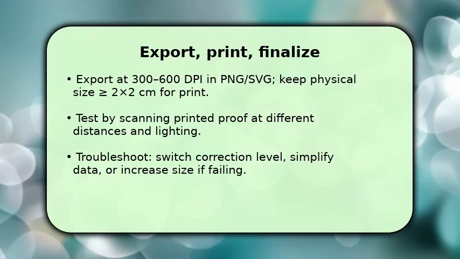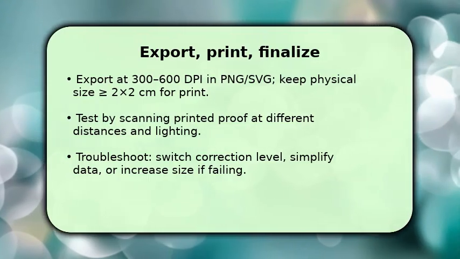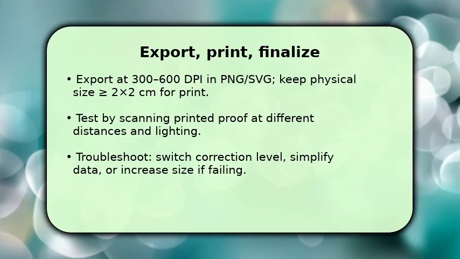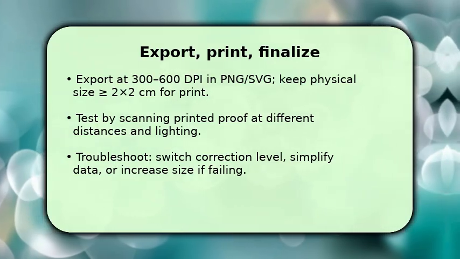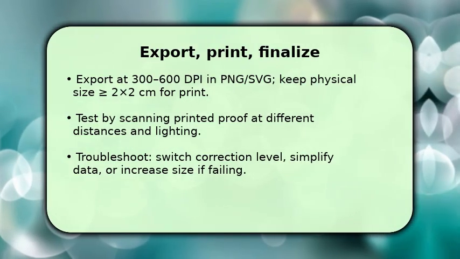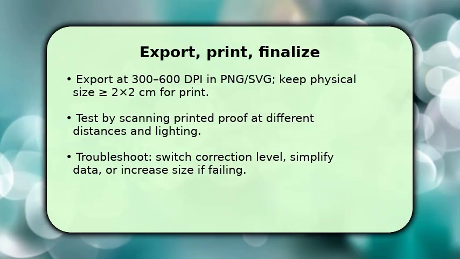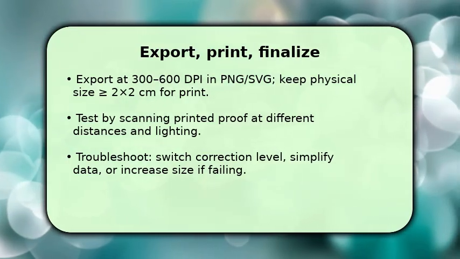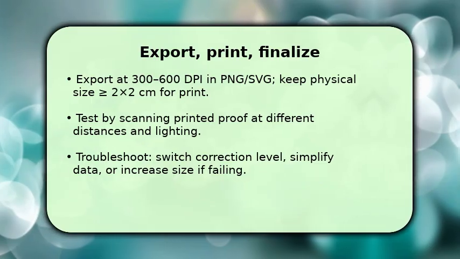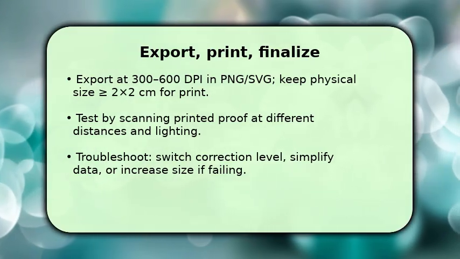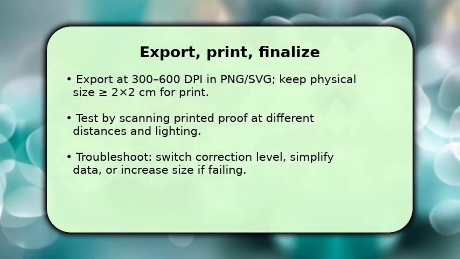Finally, export and integrate the QR into your visiting card layout. Export a high-resolution PNG or SVG at 300/600 dpi and place it at a minimum of 2 by 2 centimeters on your card, larger if you use dense data. Print a proof and test scanning across devices, distances, and lighting to ensure universal readability.